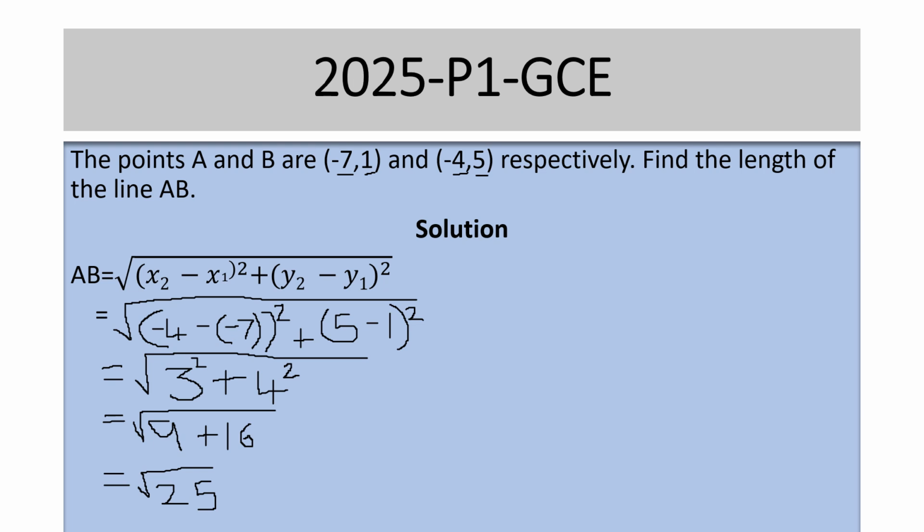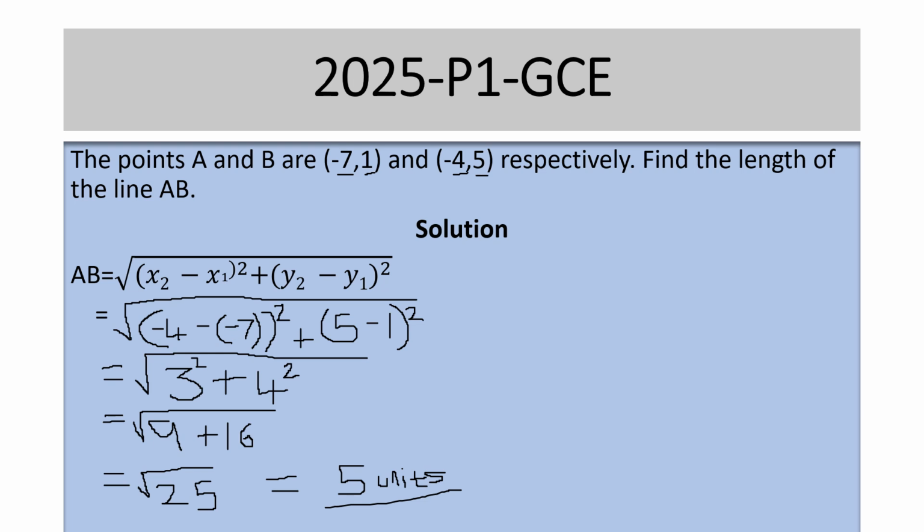Then you find the square root of 25. Square root of 25, that is 5. So when you write 5, you're supposed to write 5 units. That's our final answer. So 5 units is our answer.